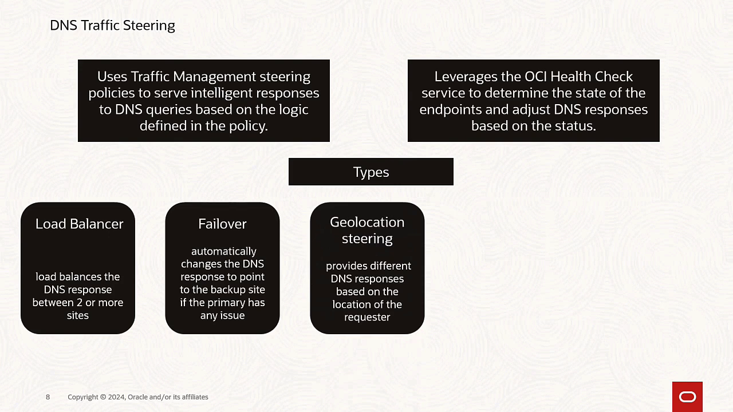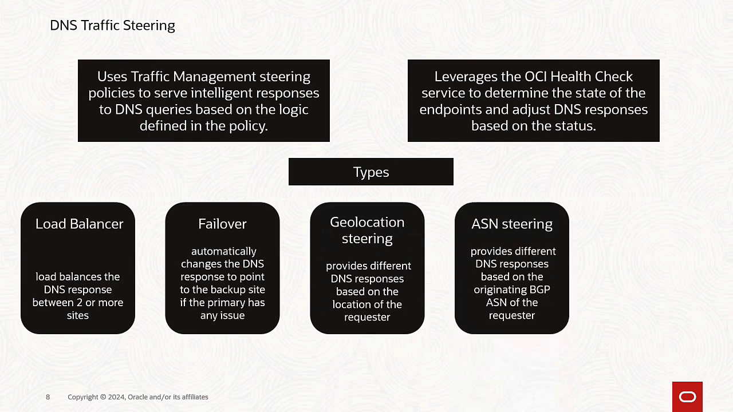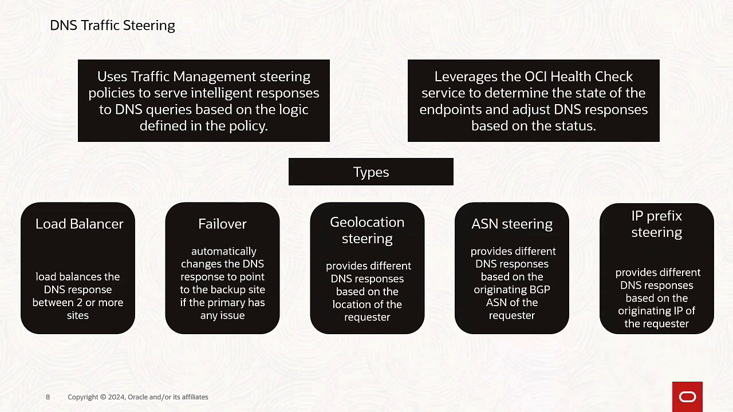We have geolocation steering, where we rely on the location of the requester to provide an answer. And we have autonomous system steering based on the BGP ASN. We provide an answer to the DNS query. The last one, IP prefix steering, is very similar to geolocation and ASN. It's based on the requester's IP. We have a policy, and we provide an answer based on the source IP.